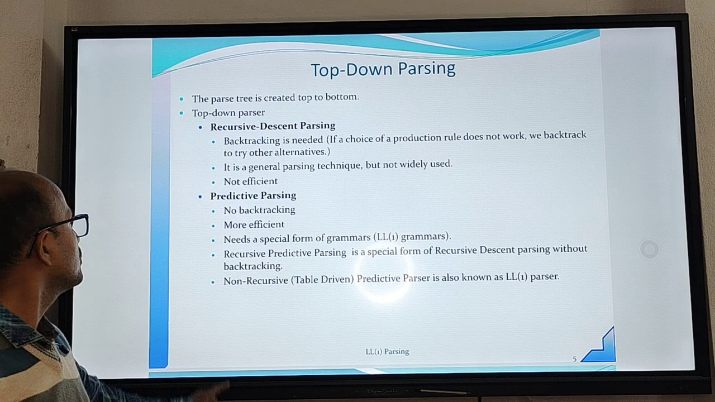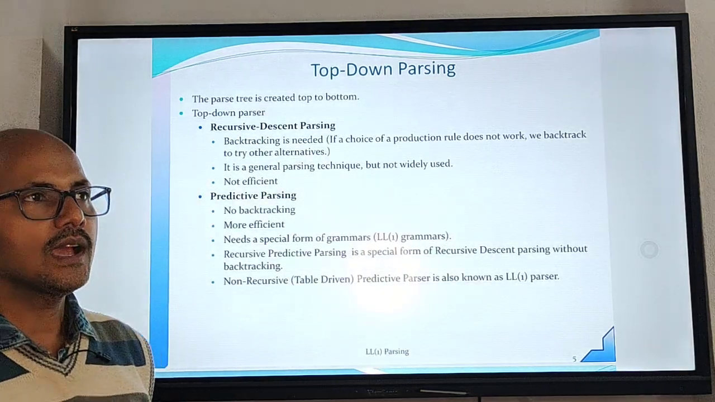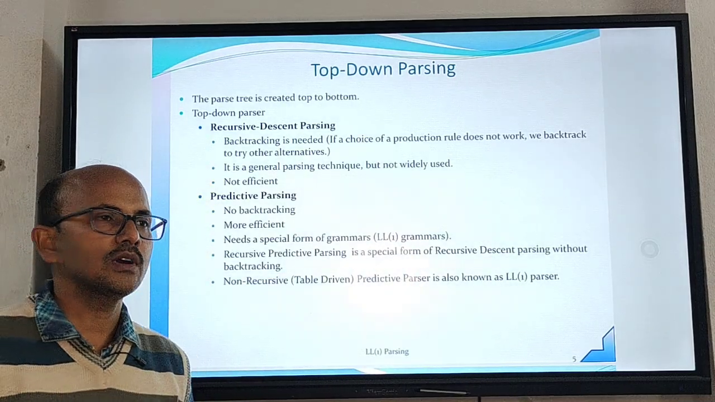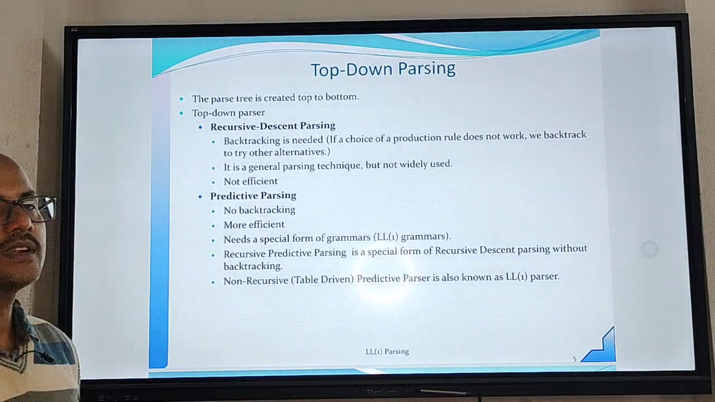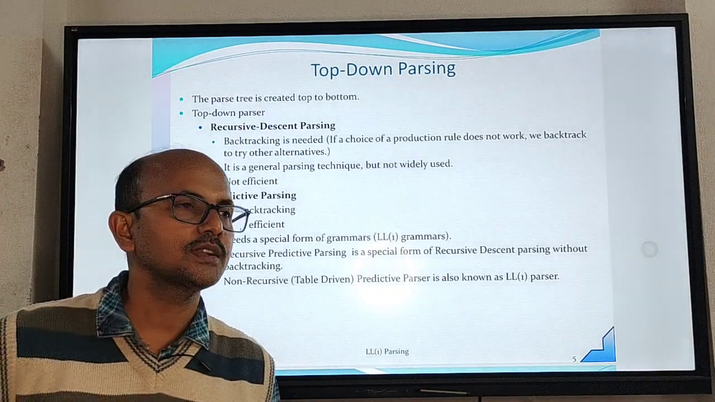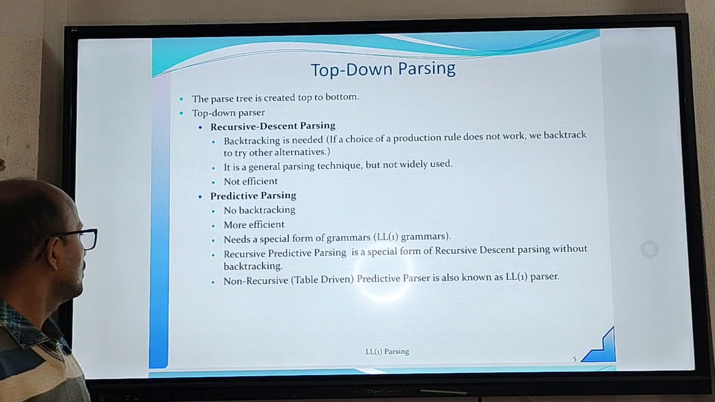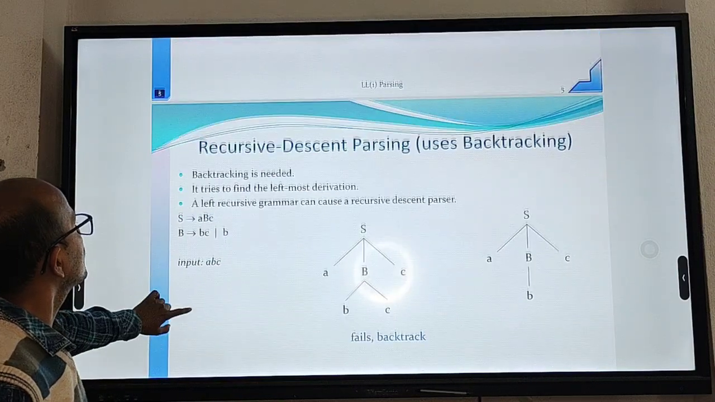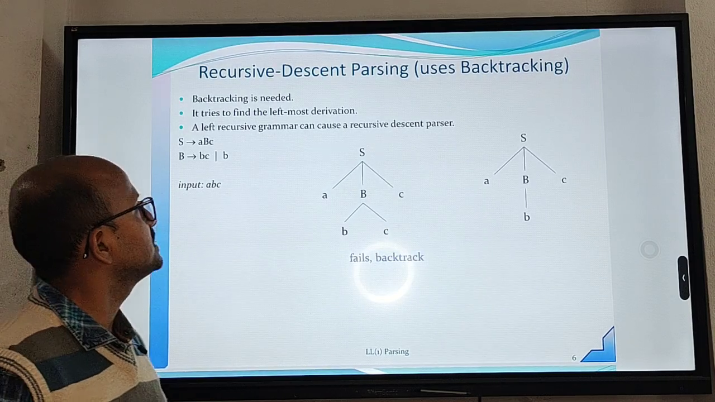That is why we go to the predictive parsing technique, which does not use backtracking and predicts which production rule is to be chosen before deriving the string. But it needs a special type of grammar, which is called the LL1 grammar. We will also discuss the characteristics of the LL1 parser. Now our topic is to discuss only LL1 parsing, and before that let us see how the recursive parsing technique works.